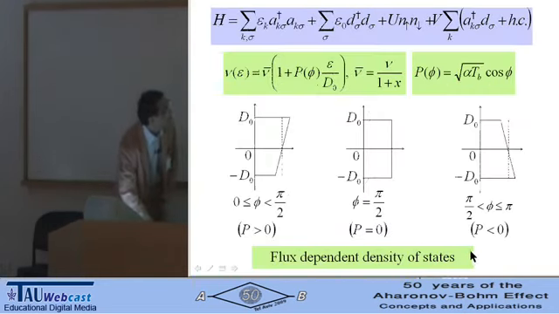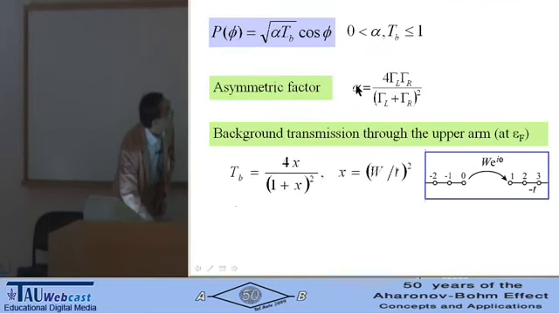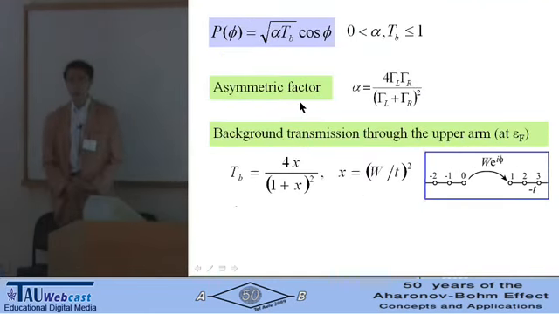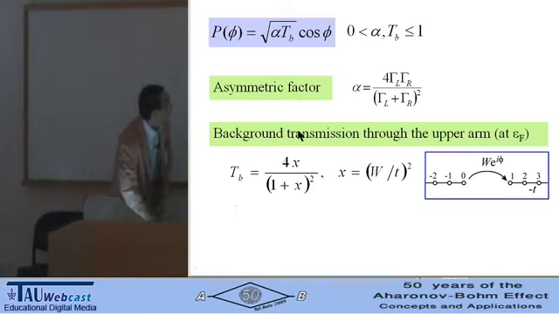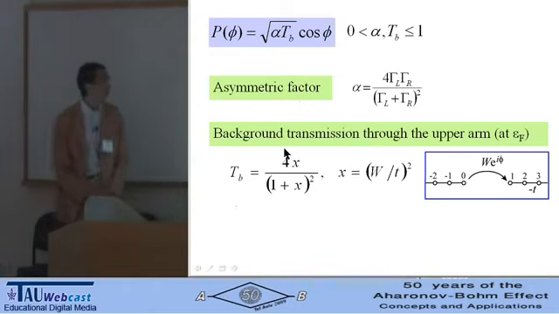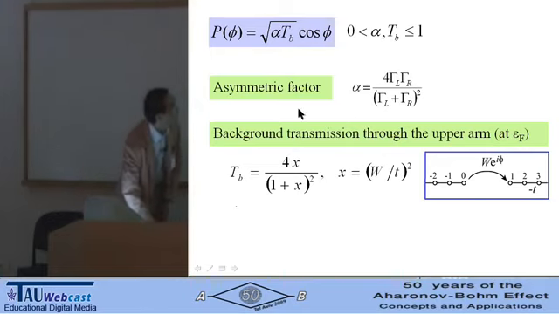And flux dependence is taken into account through this function p phi. Here, alpha is the asymmetric factor of two tunnel barriers, and TB is the background transmission through the upper arm. So both are between 0 and unity.